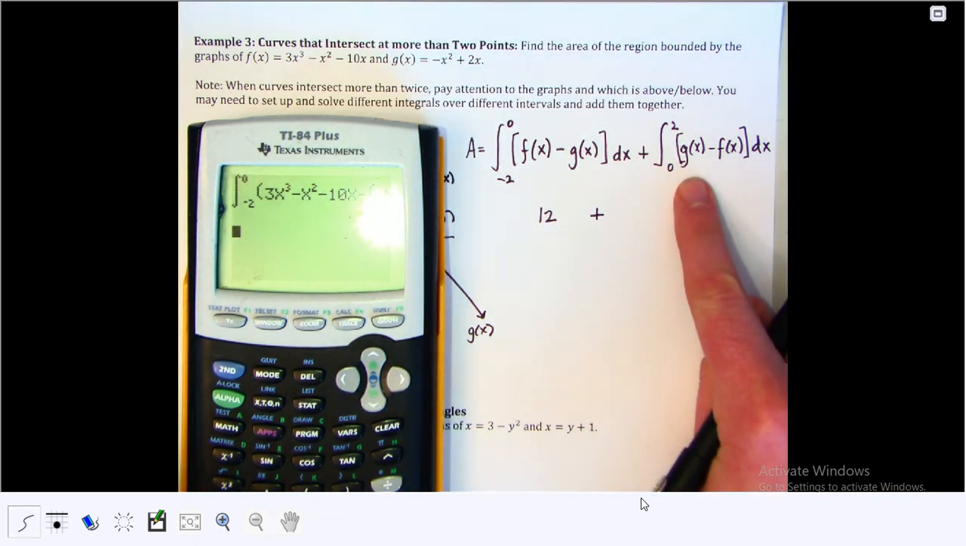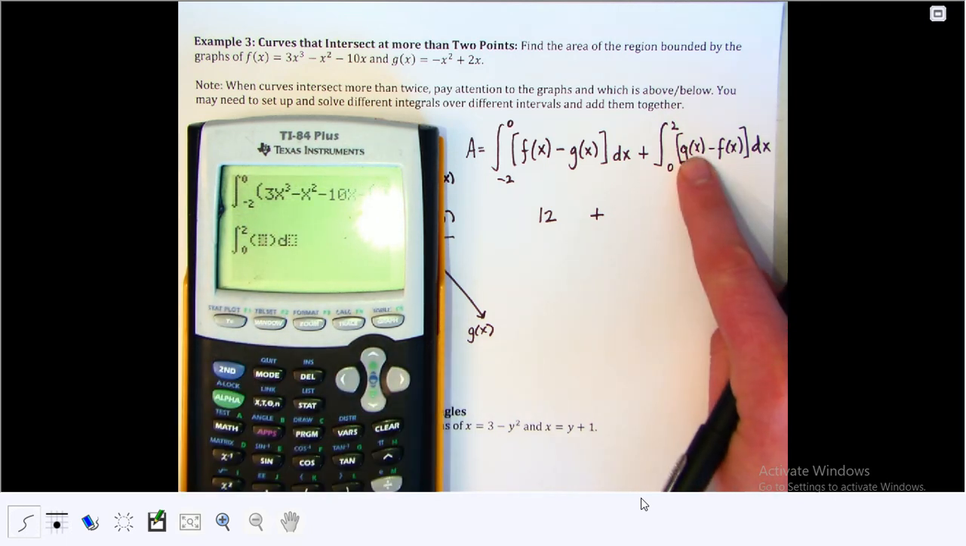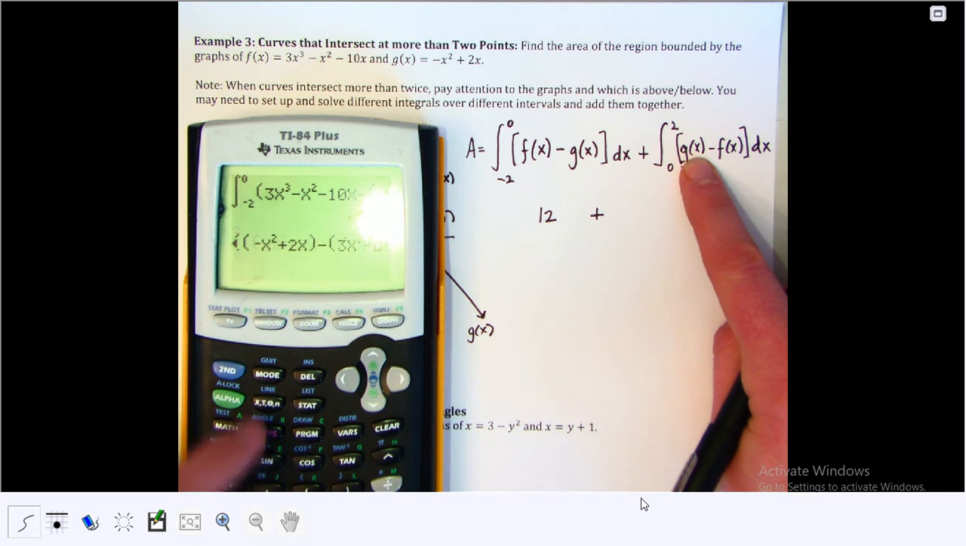Likewise, I would do it again. I can press math number 9. I want to make sure I'm going from 0 to 2 this time. I'll type in my g of x first. So we'll do minus x squared plus 2x. And then I'll subtract the quantity 3x to the third minus x squared minus 10x.